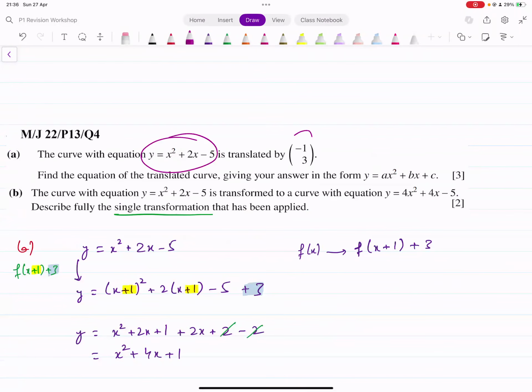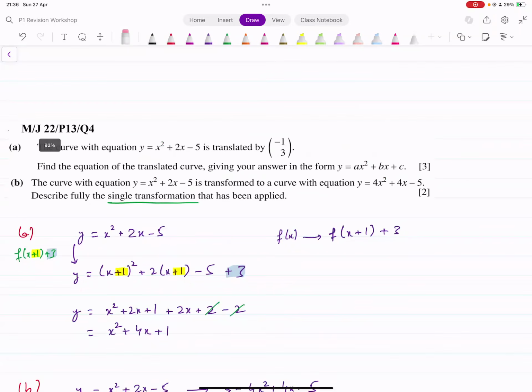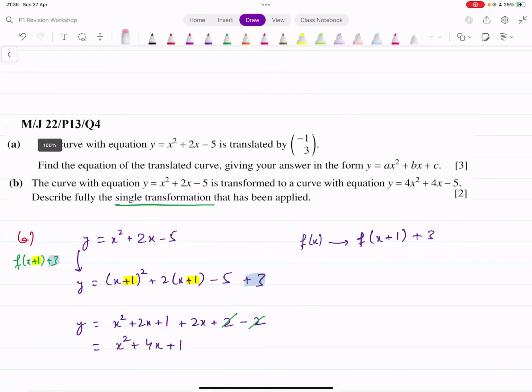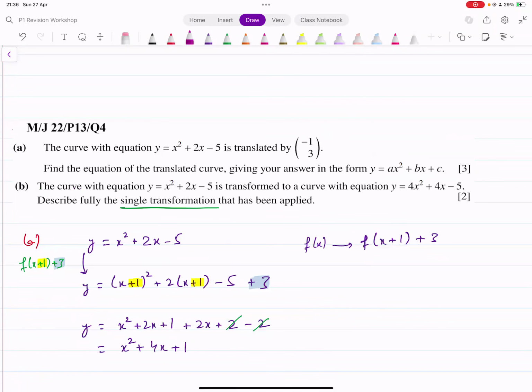Find the equation of the translated curve, giving an answer in the form y equals ax squared plus bx plus c. Now, this is just an application of a transformation. The transformation is already given. It's minus 1, 3. What that means is if you had the function f of x, that would become f of x plus 1 plus 3.